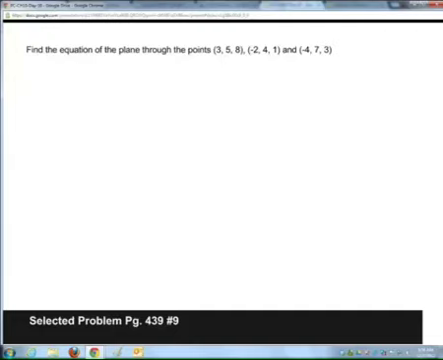Alright, so this is an example problem from the book where we're given 3 points that create a plane, and we're supposed to find the equation of that plane. So we use the same process that we had before, but we're not given a normal vector in this case. So we have to use the cross product to be able to calculate it.